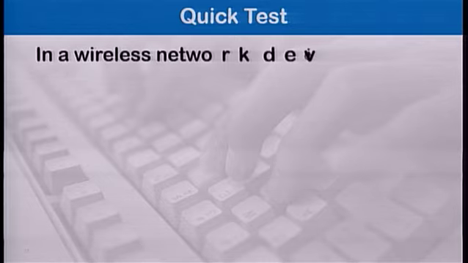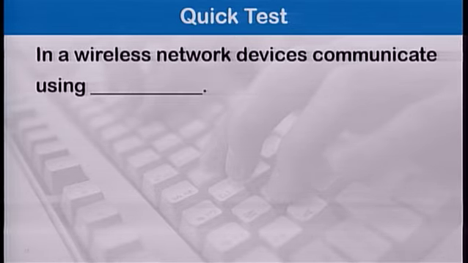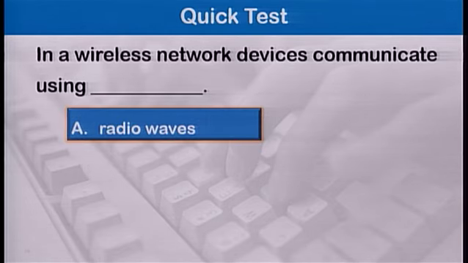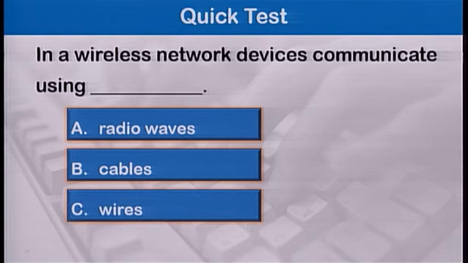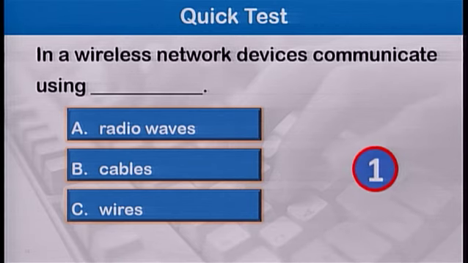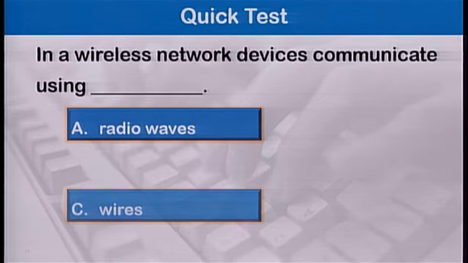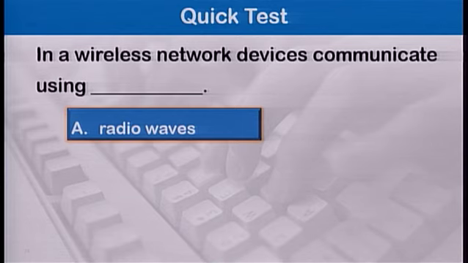Next question. In a wireless network, devices communicate using A. Radio waves, B. Cables, C. Wires. Of course, the correct one is A. Wireless network, as the name says, does not need cables or wires.